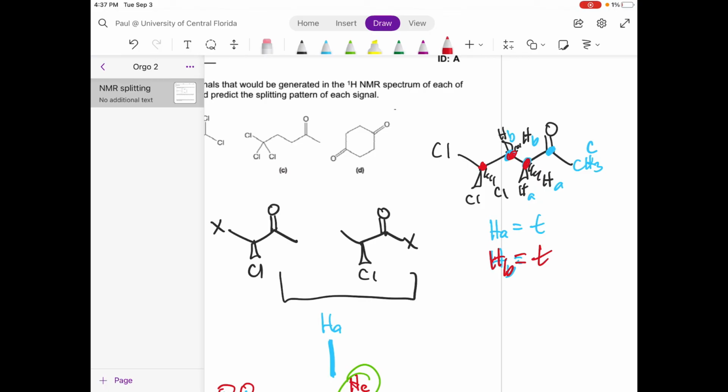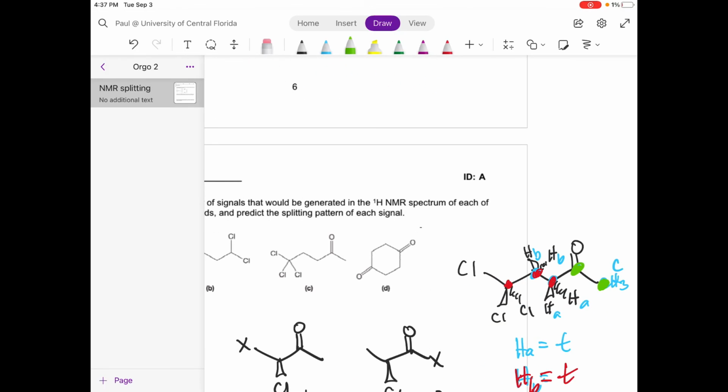Then we have HC, which is attached. That's the carbon. What's the adjacent? Right there. There's 0 plus 1 equals 1, so that's a singlet. And then the last one right here. H's. Like so. Like that.